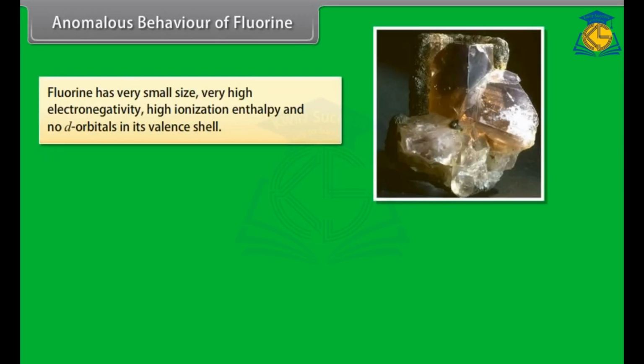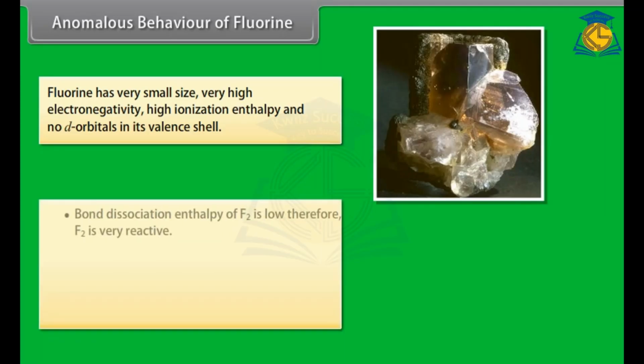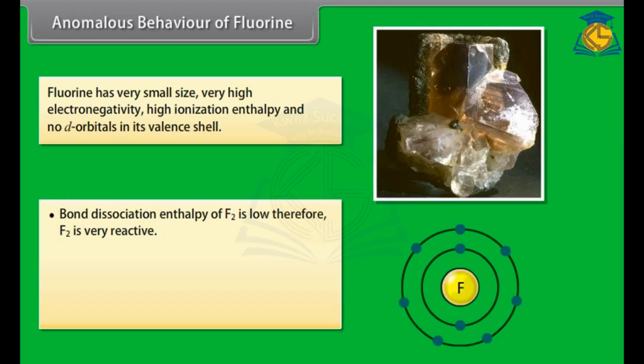Anomalous behavior of fluorine. Fluorine has very small size, very high electronegativity, high ionization enthalpy, and no d orbitals in its valence shell. It exhibits some different behavior from other elements in following ways. Bond dissociation enthalpy of F2 is low. Therefore, F2 is very reactive. The compounds of fluorine have maximum ionic character.